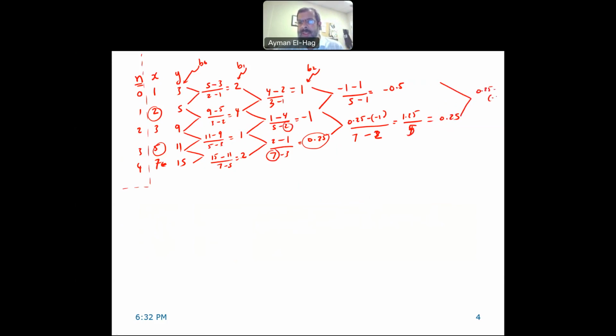Finally, we will have these two together, which is basically 0.25 minus 0.5 divided by 7 minus 1, and this will give me 0.75 divided by 6, which will give me 0.125. Now, what is my function? F of x equal to B0 plus B1 (x minus x0) plus B2. Now this is B2, this is basically B3, and this is your B4.